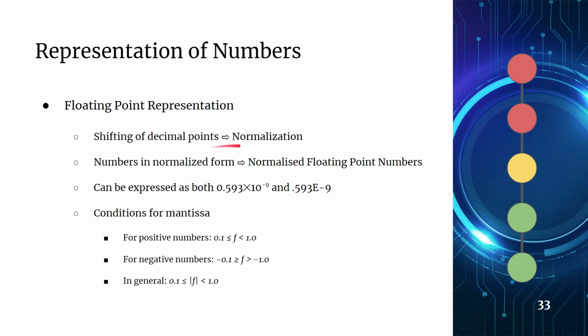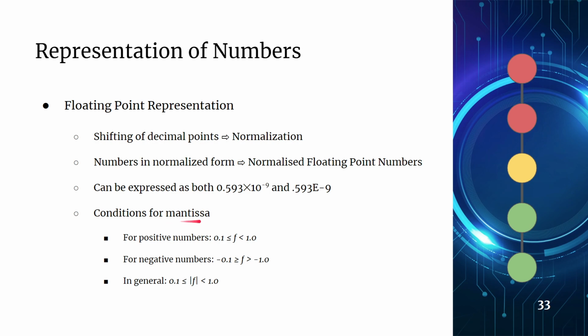So the shifting of decimal points is normally called normalization, and a number which has gone through the normalization process is called a normalized floating point number. Now you see, these are normalized floating point numbers, and they can be expressed like this or this. Both are acceptable representations. What we need to remember is what I just said.